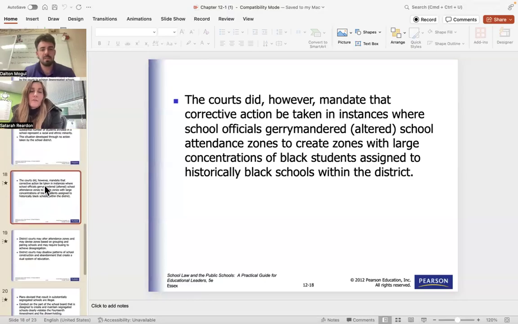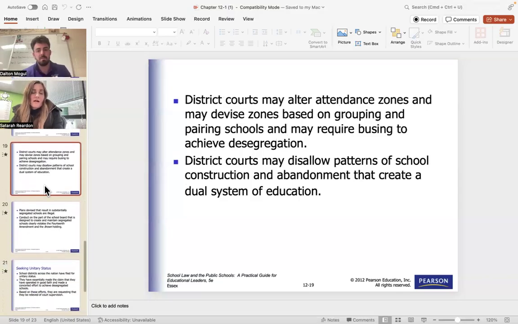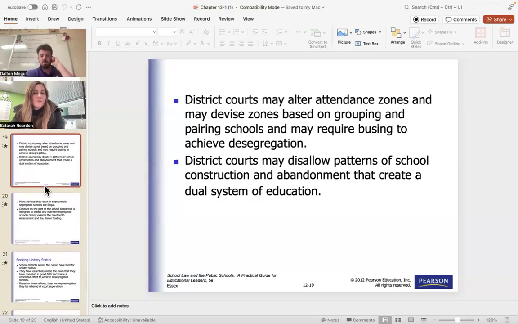The courts did, however, mandate that corrective action be taken in instances where school officials gerrymandered or altered school attendance zones to create zones with large concentrations of Black students assigned to historically Black schools within the district. District courts may alter attendance zones and may devise zones based on grouping and pairing schools and may require busing to achieve desegregation. District courts may disallow patterns of school construction and abandonment that create a dual system of education.